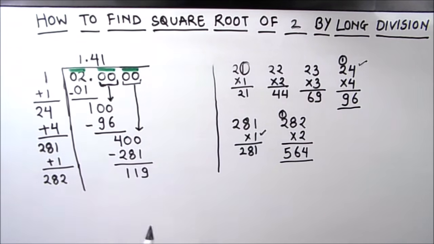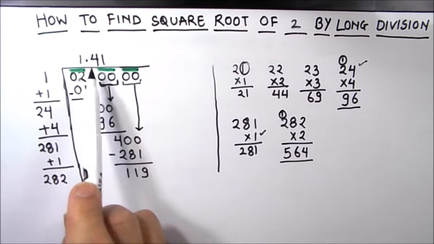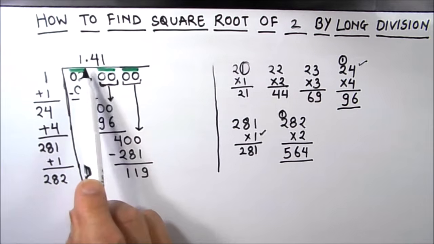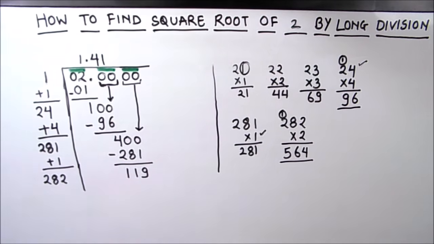The next divisor will be 282, and we have to annex one more digit here. But we are going to stop here because we are finding the square root up to 2 decimal places, and we already got 2 digits after the decimal. We can continue the same process to find the square root up to as many decimal places as we want. So here our square root of 2 is equal to 1.41.